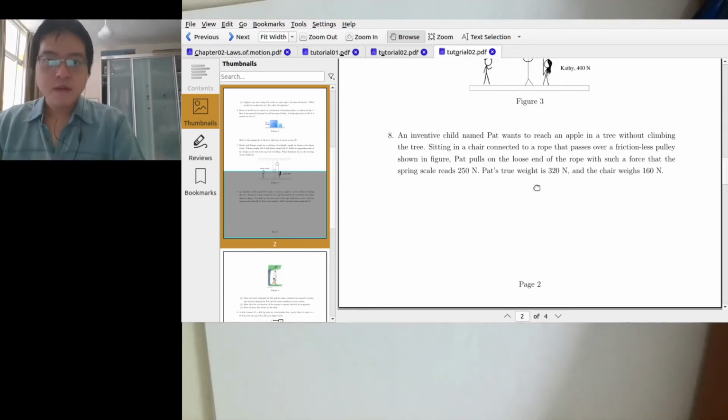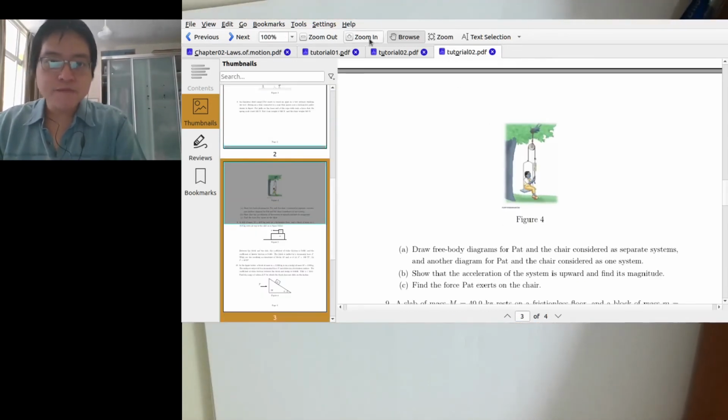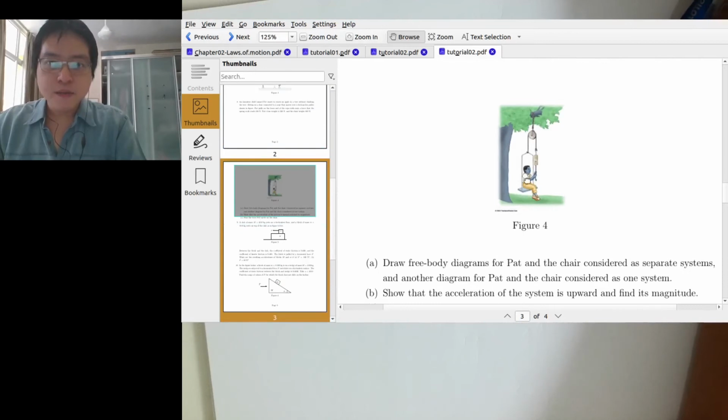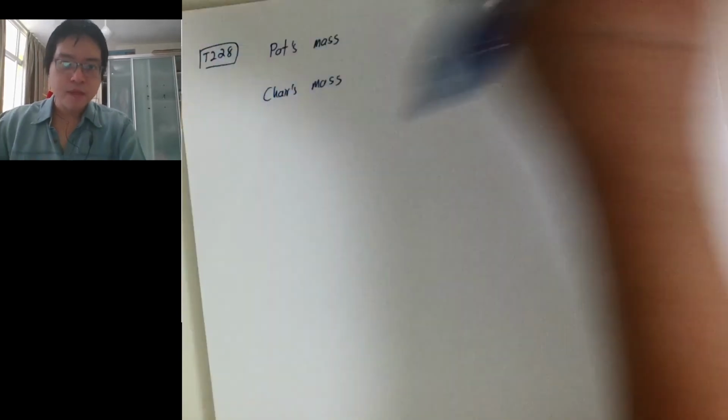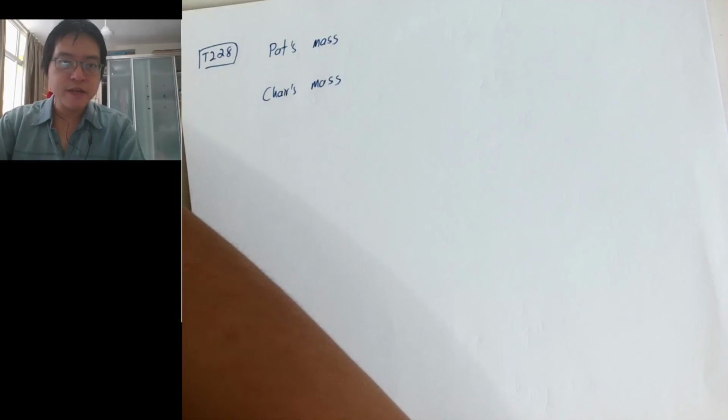So just remember this picture, right? The kid is pulling onto the string such that the system is going up. So there's two pieces here, the kid and the chair. So we want to solve this system. So let's see how we figure this out.